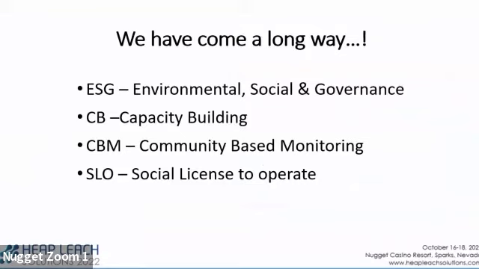So there's no doubt that the industry has come a long way. Words like ESG, capacity building, community-based monitoring, and social license to operate are now used not only throughout the mining industry, but they're used in the corporate world and the public sector. And they're being used for all kinds of purposes, from planning to development. So this is part of the solution to some of those headlines.